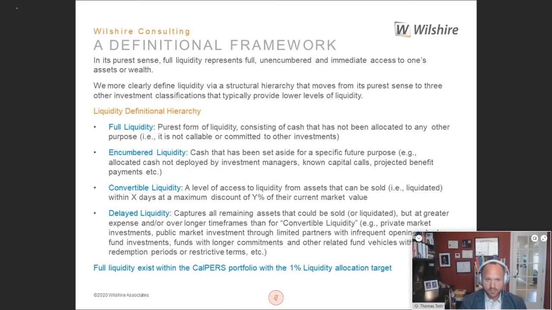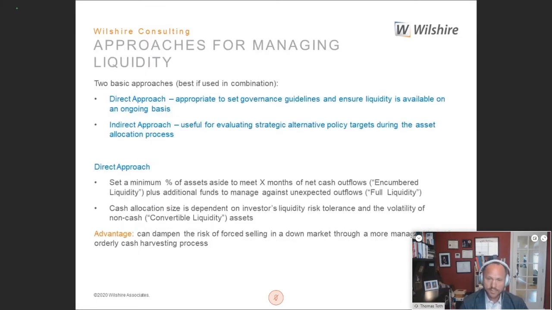And so as we look at approaches, those are some of the terms that you'll hear throughout this section. On page 33, we start to get into the best practices and the approaches for managing liquidity. And I think it's important to think about it in two main buckets, one of which is related to asset allocation. So the first approach is direct, and that is setting aside a minimum percentage of assets to meet cash obligations going forward, as well as maybe a cushion to manage against unexpected outflows. This has the advantage of saving the investor from being a forced seller in down markets through, we'll call it, a more orderly cash harvesting process.